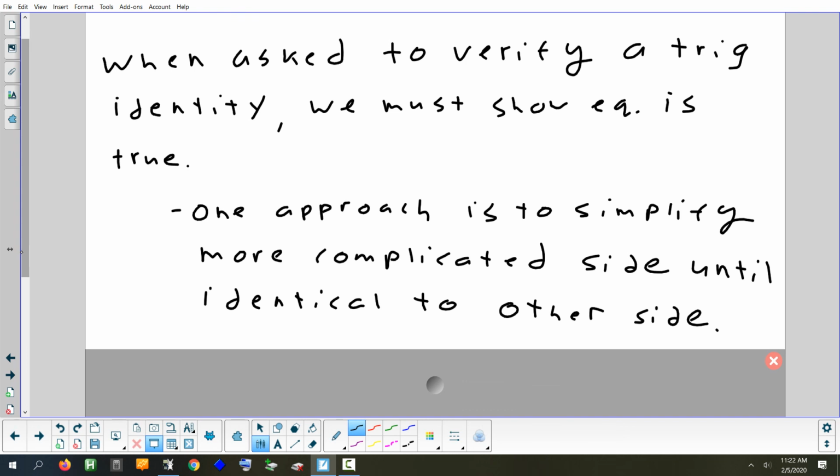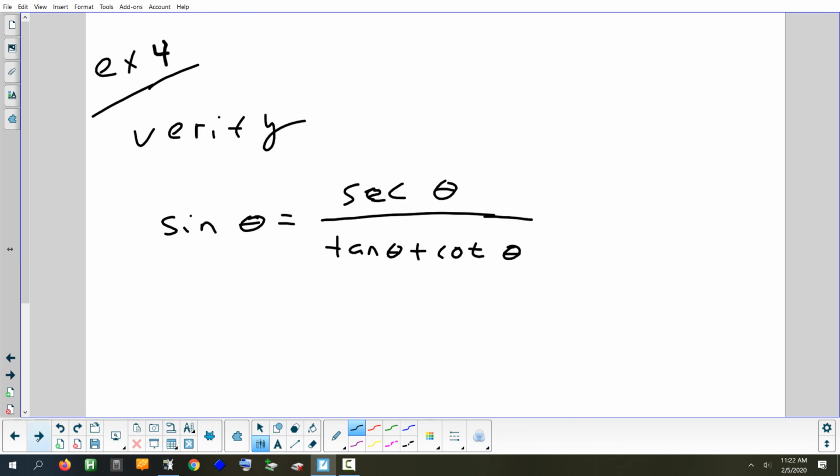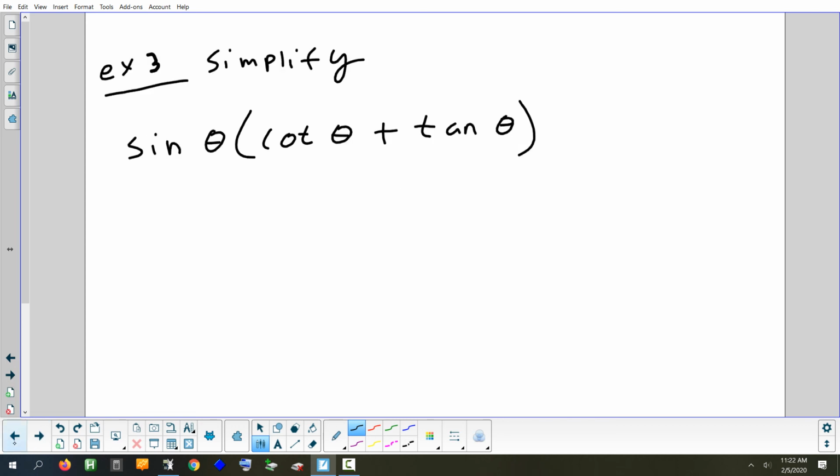So when you have a verify, you should be able to look at it pretty quickly and tell which side is more complicated. It should be usually pretty clear. So you always want to work with the side that looks more complicated to make it look like the simpler side. That's the goal.